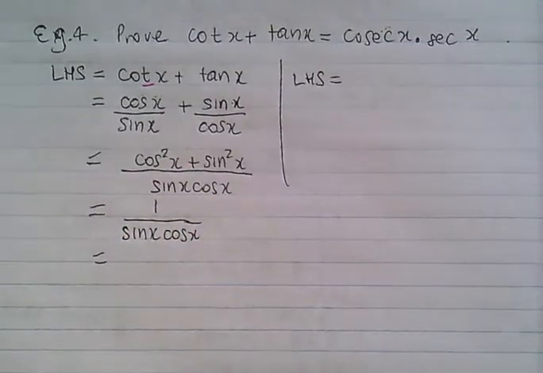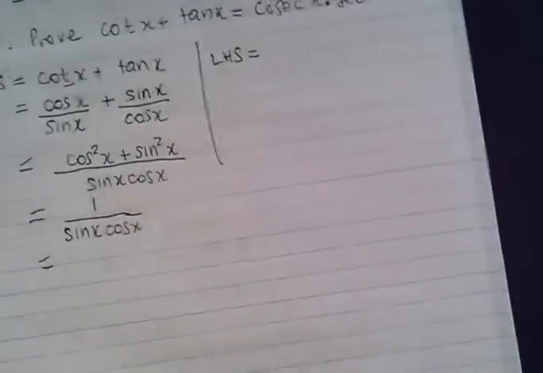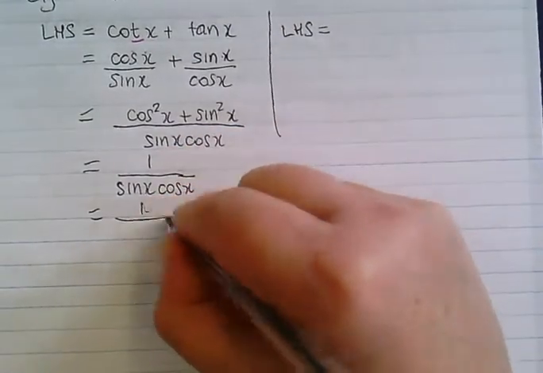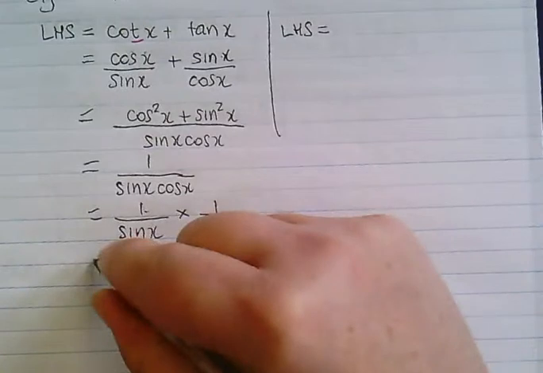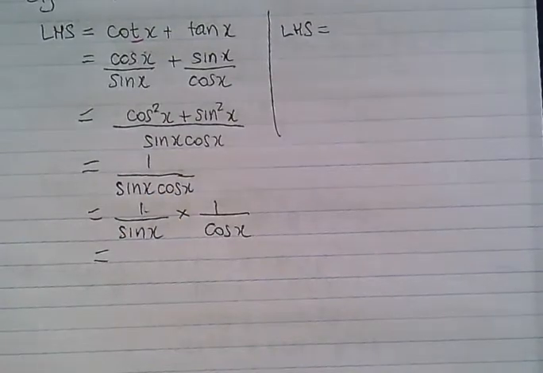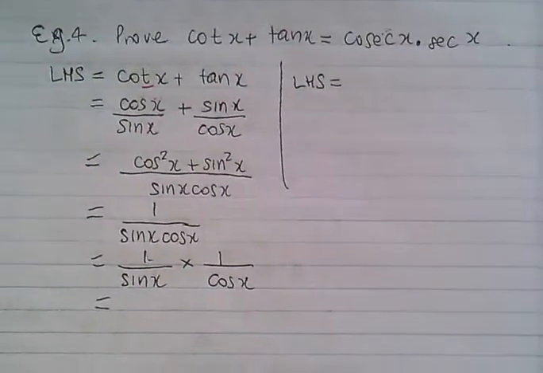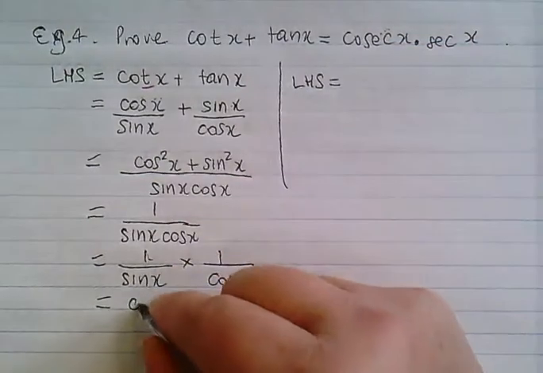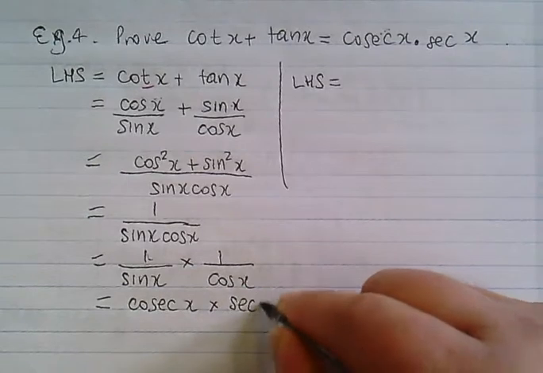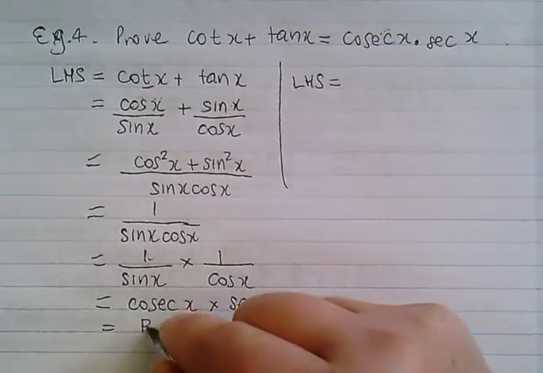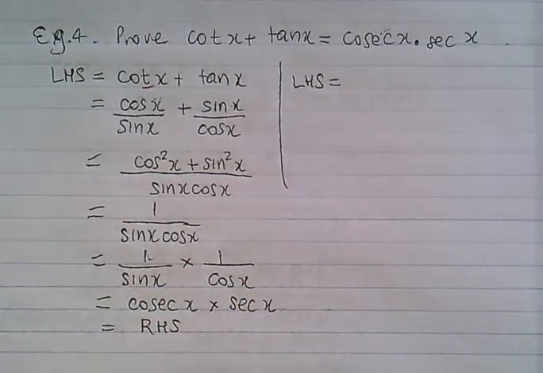Now, that is 1 over sine x times 1 over cos x, right? And what does 1 over sine equal? Cosec. So that's cosec x times, and 1 over cos is sec x, which equals the right-hand side. Okay, now, that's the best way to do that.